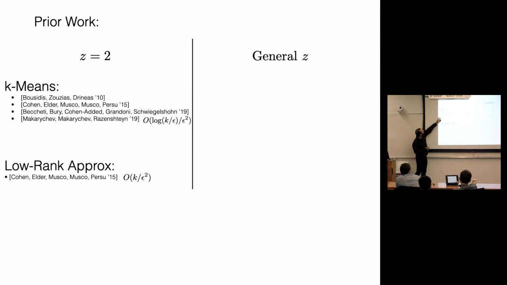Now for k-means, there was quite a bit of work done. But in this paper by Charikar and Rosenstein, they show you can already get log k over epsilon divided by epsilon squared. And now for the specific case of z equals 2 for low rank approximation, there was this paper of Cohen, Elder, Musco, Musco, and Persu that got a bound of k over epsilon squared. Okay, so actually, this paper shows something much stronger. I'm going to get into it toward the end of the talk.